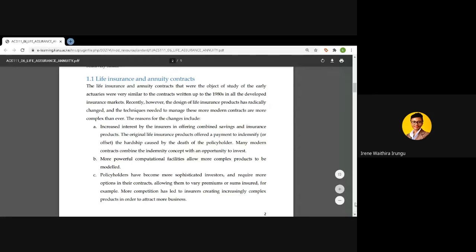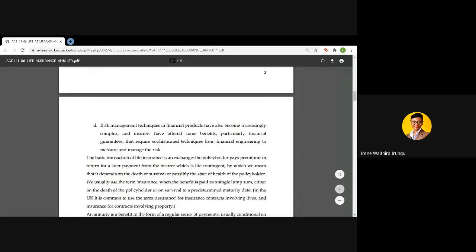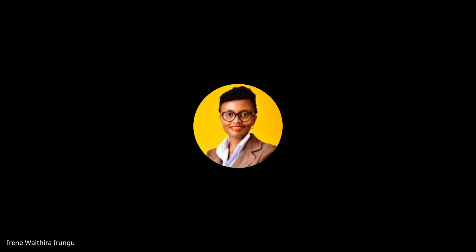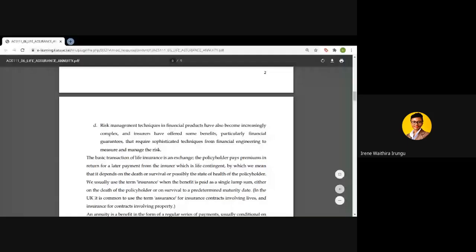So another reason is the risk management technique. The risk management techniques in financial products have also become increasingly complex, and insurers have offered some benefits, particularly financial guarantees that require sophisticated tools of financial engineering to measure the risk and manage it. So that is also another reason why we have evolved from the traditional ones to the modern ones.